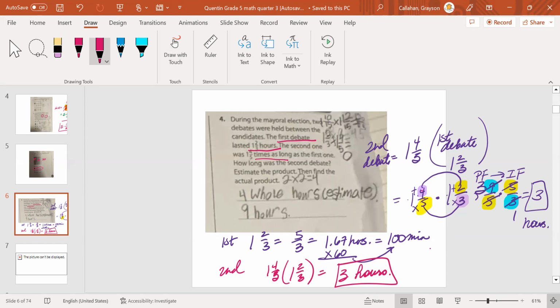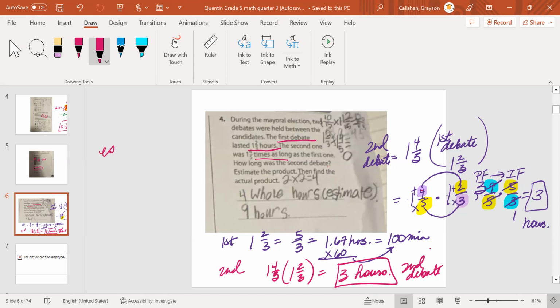So 3 hours, so the second debate is 3 hours. Then this is, how long was the second debate? The second debate is 3 hours. Do you see that? Okay, that's your answer. Okay, are we okay with this?